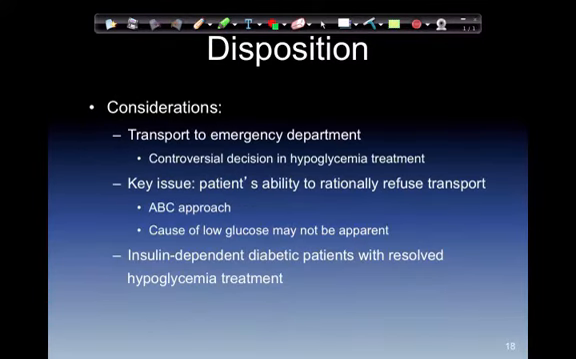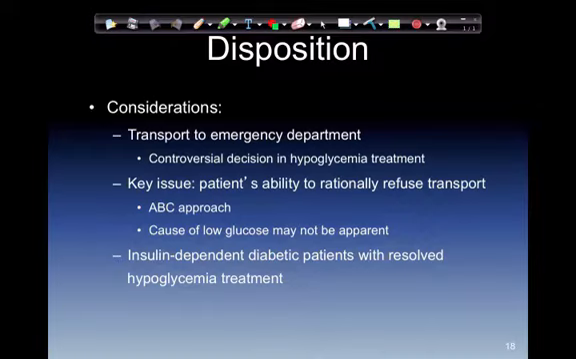Disposition: transport to an emergency department. There is a controversial decision on actually transporting a hypoglycemic patient. The key issue is the patient's ability to rationally refuse transport. Very simply, we should take an ABC approach on this: affect, behavior, and cognition. If our treatment looks effective, if their behavior is back to normal and they are cognitively aware of their decision, then we should uphold the patient's rights.